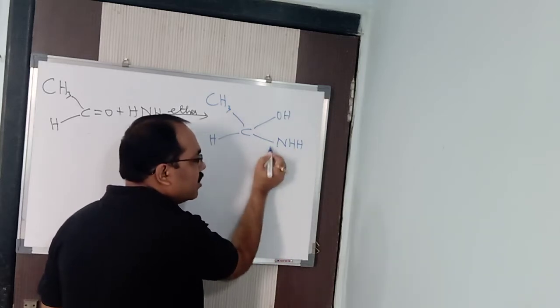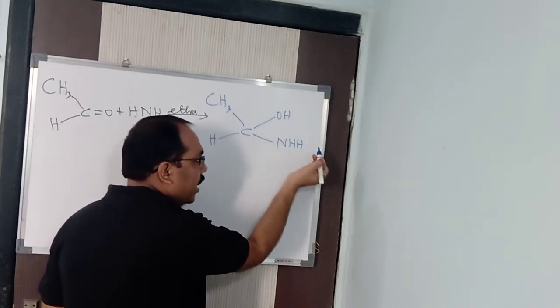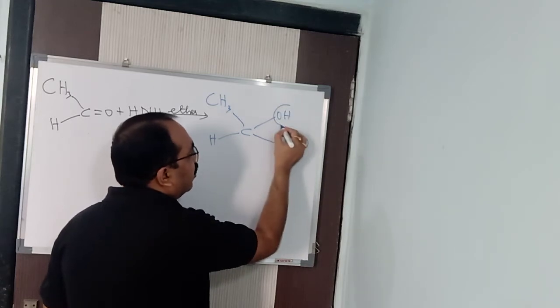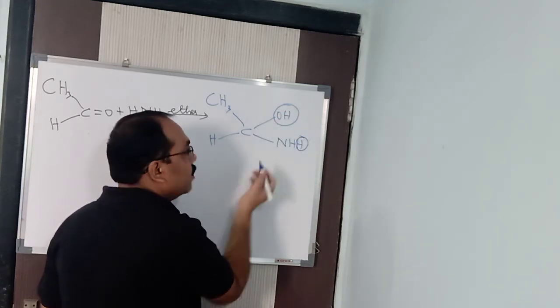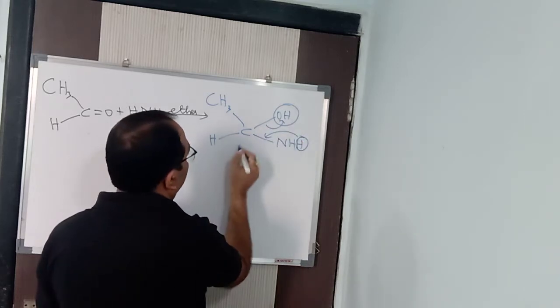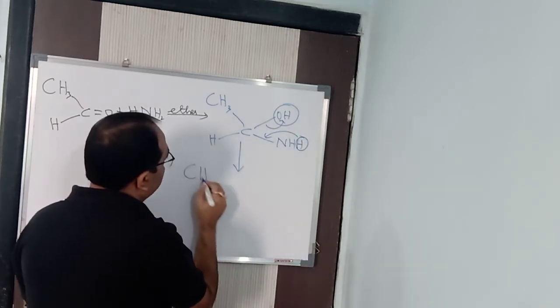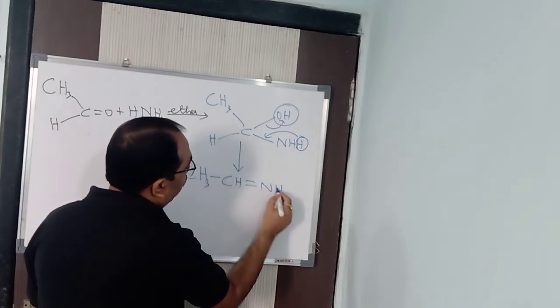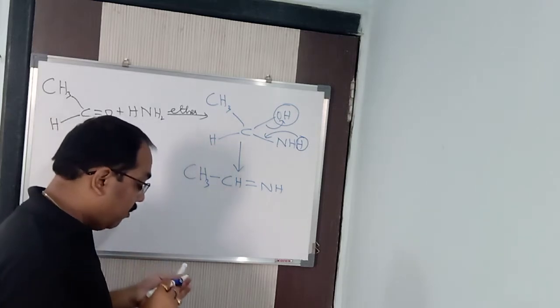Because tautomerization is not taking place with nitrogen, nitrogen will lose one hydrogen atom. So here one H and here one OH. Same thing. This pair of electrons will go here and this pair of electrons will come here. Now what will we get? You will get CH3, single bond CH, double bond NH. That is, imines will be formed.